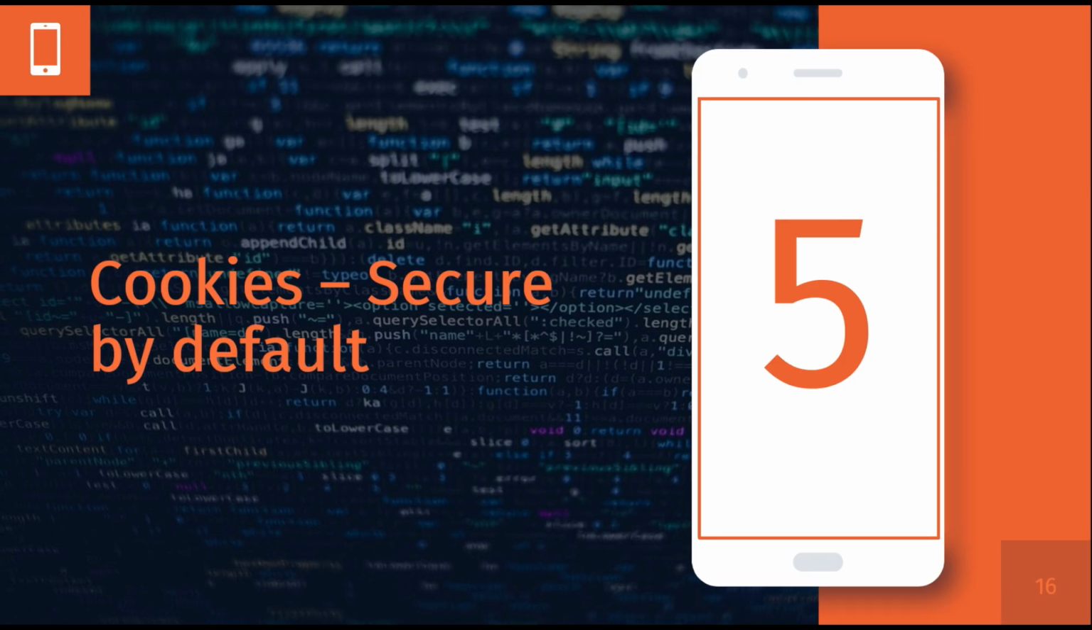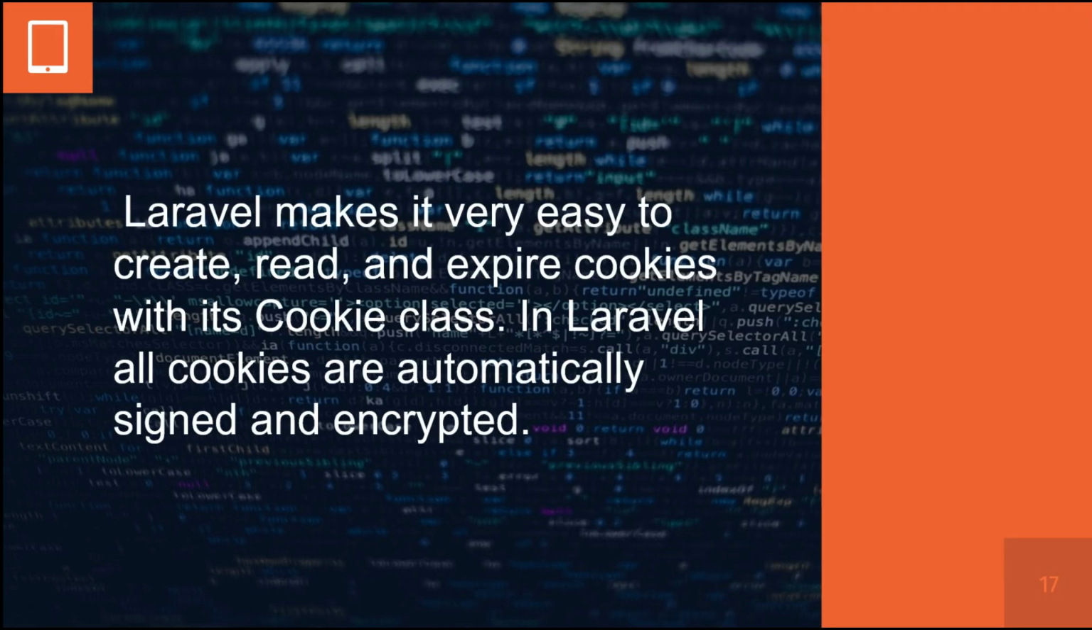Fifth is cookies, secured by default. Laravel makes it very easy to create, read, and expire cookies with its Cookie class. In Laravel, all cookies are automatically signed and encrypted. This means that if they are tampered with, Laravel will automatically discard them. This also means that you will not be able to read them from the client side using JavaScript.